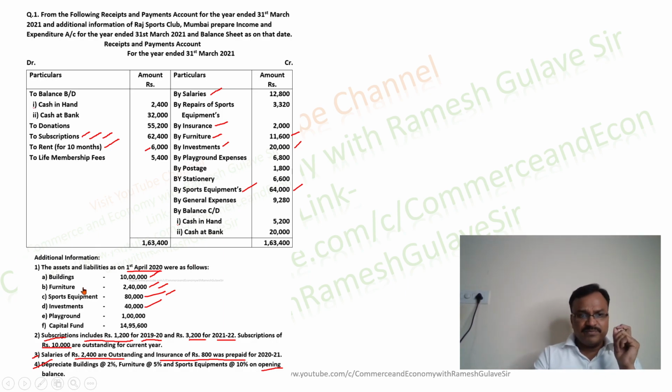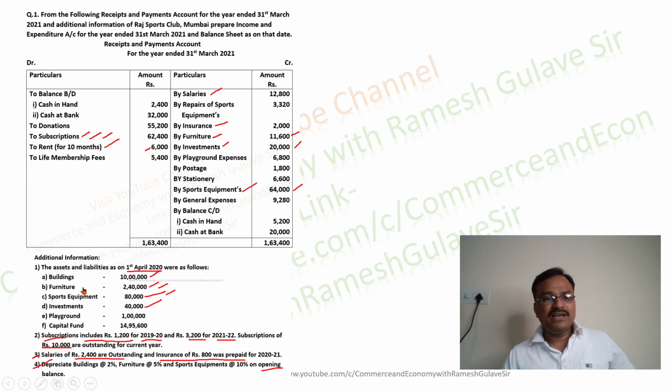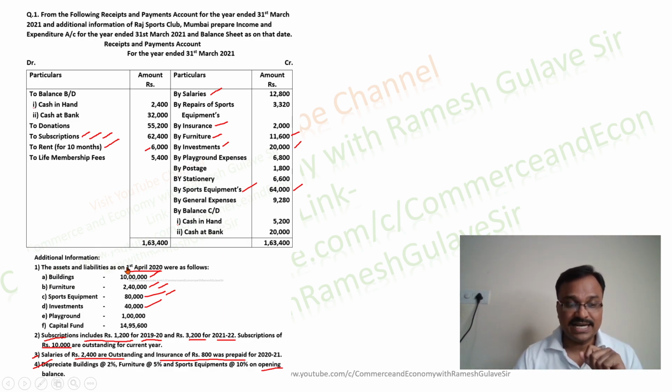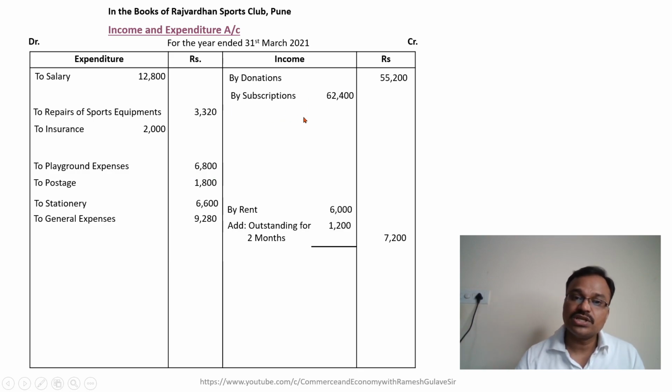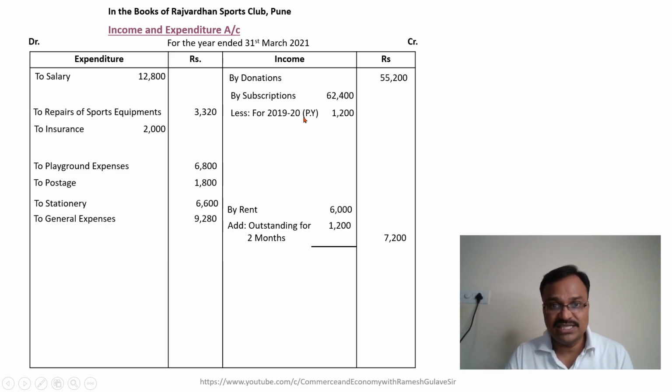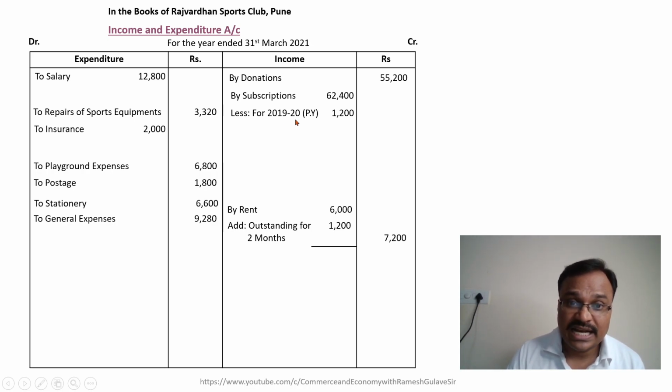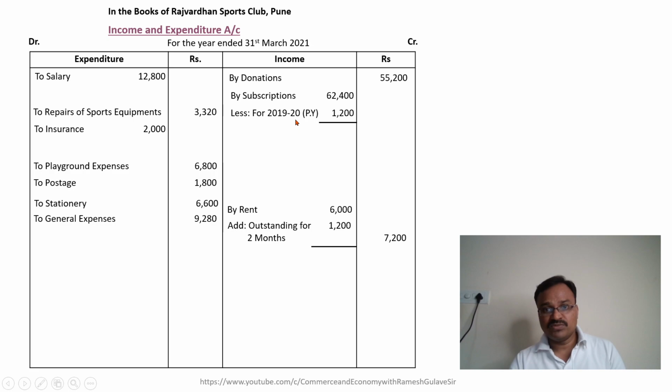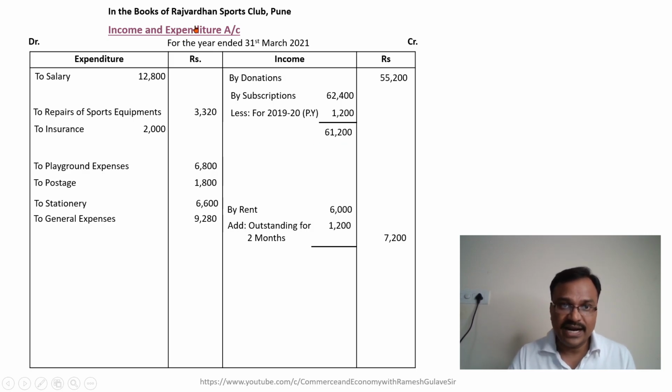Okay, in the additional information, the first point is related to the opening balance of assets and liabilities. So we have already recorded this opening balance of assets and liabilities. Now the next, second adjustment, is that subscription includes 1,200 for 2019-20, right? So we know that this amount includes a subscription which is related to the previous year, that is for 2019-20. So we have to subtract it from the amount of subscription received. So 62,400 minus 1,200 gives us 61,200, right?